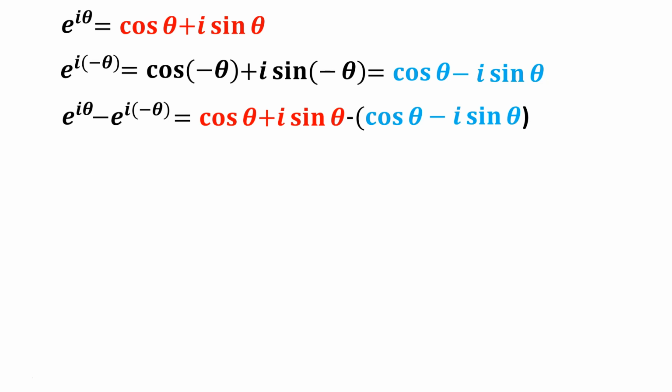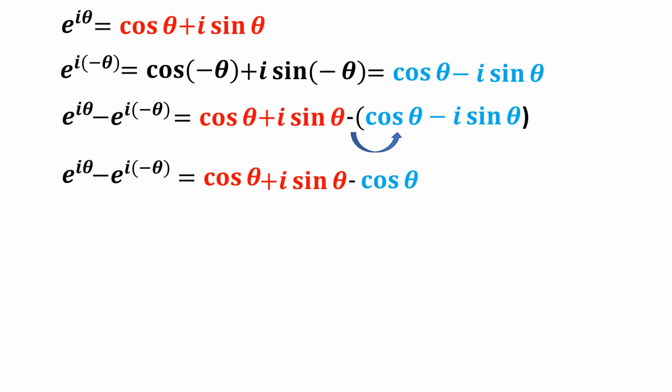Let's continue. Next step. It's going to look like this. e to the i theta minus e to the i negative theta will be equal to cosine theta plus i sine theta. And now you have to be really careful because that negative there has to be distributed to the cosine theta in blue. So it becomes the following. Negative cosine theta. And that same negative has to be distributed to the i sine theta. So it becomes i sine theta with the plus in front of it. Just like that.